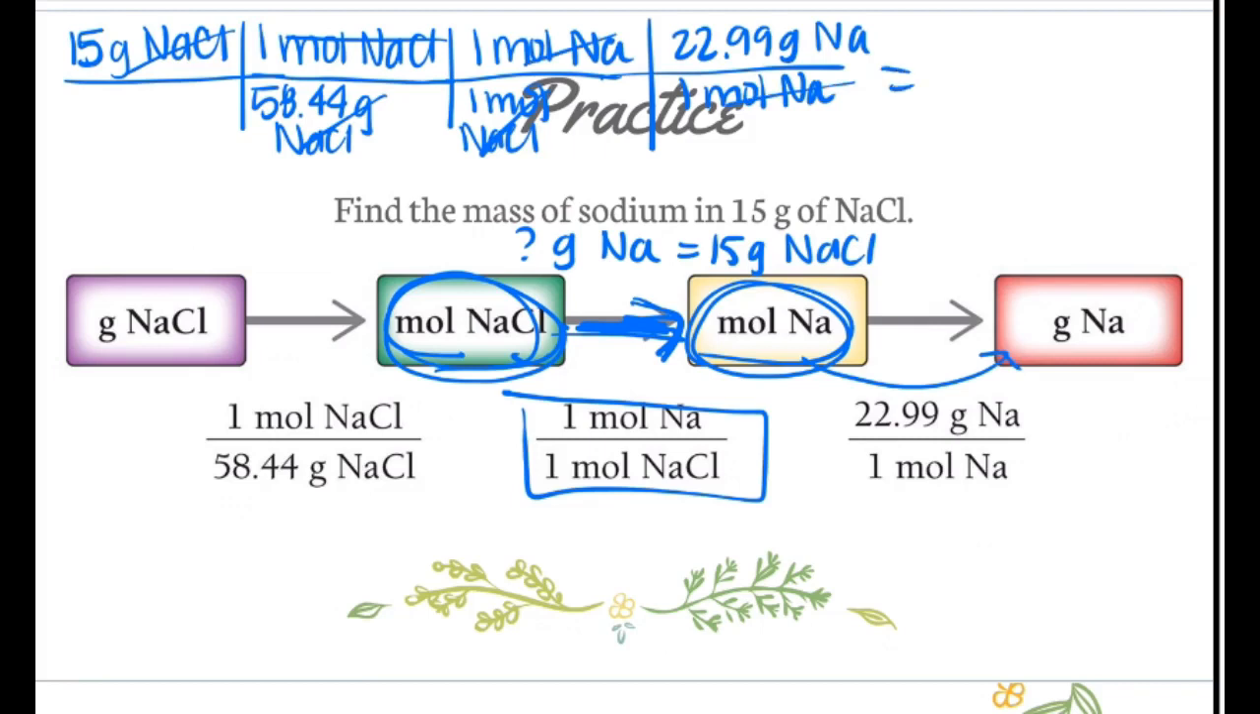Okay, so I'm going to just do the math really quick. 15 divided by 58.44 times 22.99, and I get 5.9 grams of sodium in 15 grams of sodium chloride. It's not a 50-50, right, because each element weighs a different amount.